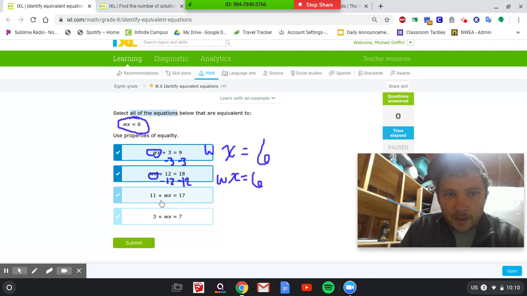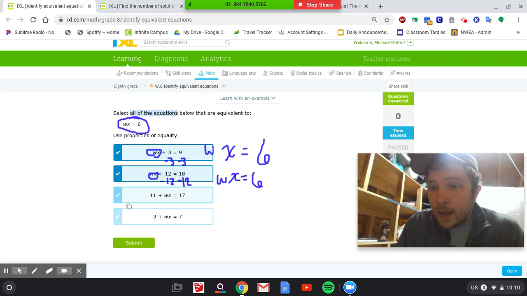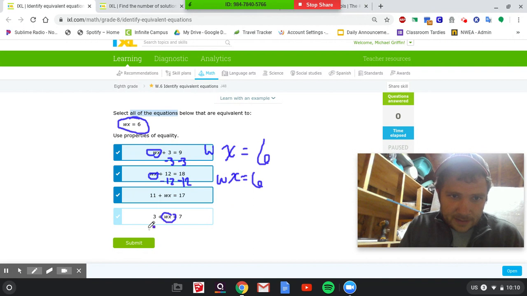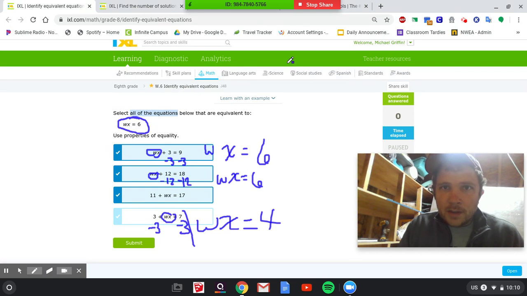Next one, 11 plus WX equals 17. I'm going to subtract 11 from both sides again. And guess what? I get WX equals 6. And my last one, I'm going to keep WX, subtract 3, and I'm going to get WX equals 4. So that last one right there, that one is not going to be equivalent.